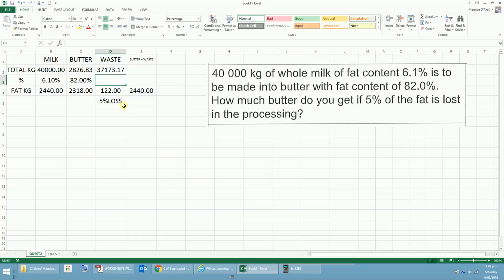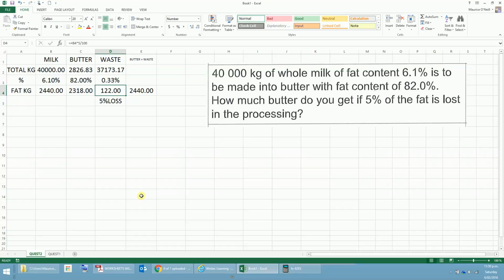3713.17. And then we have to ask ourselves, well, what percentage of that is fat? Okay, so that's pretty simple. It's just plus that divided by that in this case. And that's 0.33% as a percentage, because these cells are formatted that way.